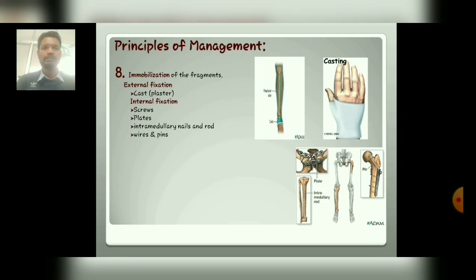So the next principle of management is immobilization of the fragments, either by internal fixation or external fixation. Starting with external fixation, we have plaster casts and plaster slabs. Also there are some externally applied orthotics which are used for external fixation. For internal fixation, we use screws, plates, intramedullary nails and different types of rods. Sometimes wires and pins are also used, especially in orthopedic conditions like supracondylar fractures.